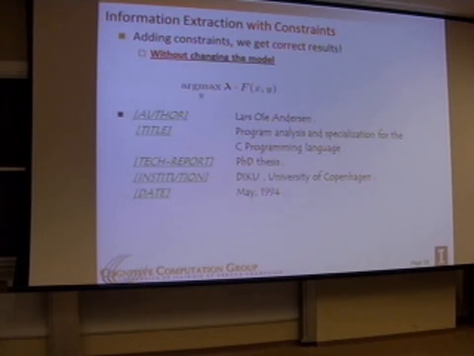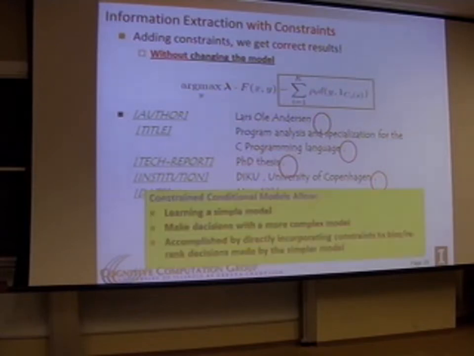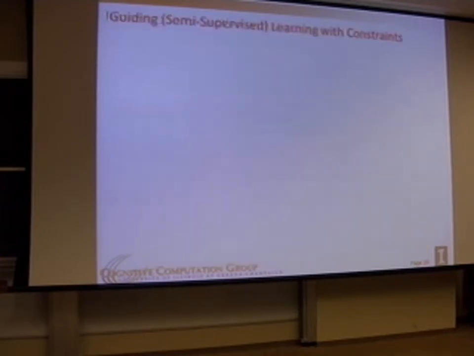In this specific example, which was chosen, right, in fact, just incorporating the 10 constraints that we're using in this problem actually fixes all the problems. It doesn't happen all the time, but it does happen in this case. And this happens without changing the model, just by adding this component to the model. So really, this is the philosophy, right? I want to be able to learn a simple model and make decisions with a more complex model. And in this case, we accomplish this directly by incorporating the constraints as a way to bias the decisions made by the simple model. More formally, I want to think about it here in the context of semi-supervised learning.